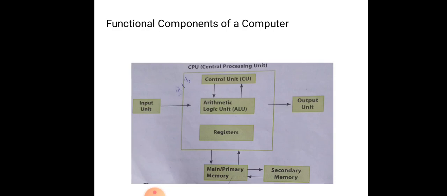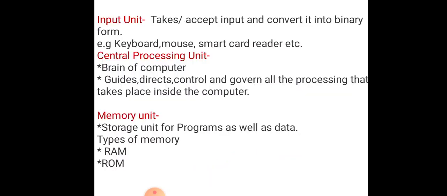CPU is further divided into arithmetic and logic unit and registers or memory. Main memory or primary memory and secondary or auxiliary memory are used to store data inside the computer. Now input unit. The input unit accepts input and converts that input into binary form so that it can be understood by the computer.